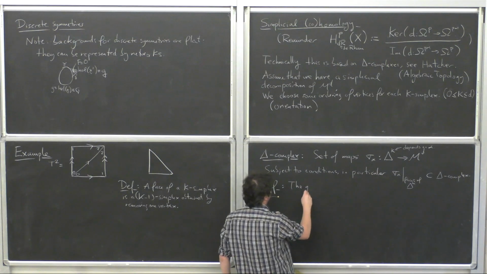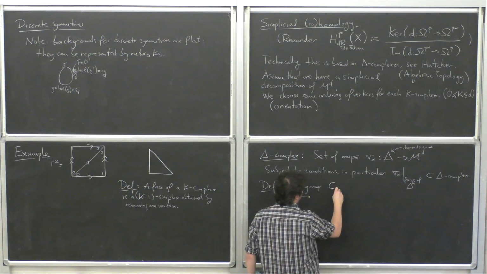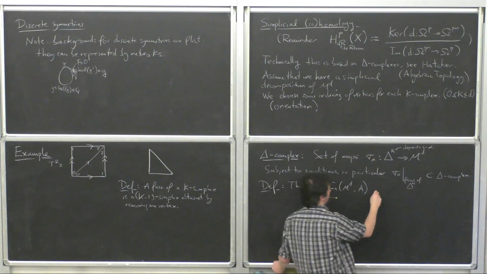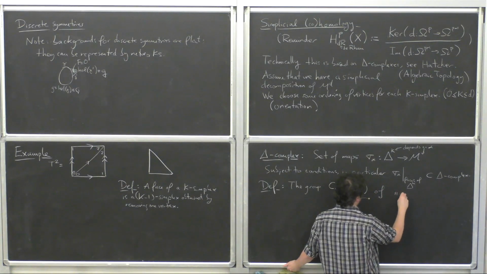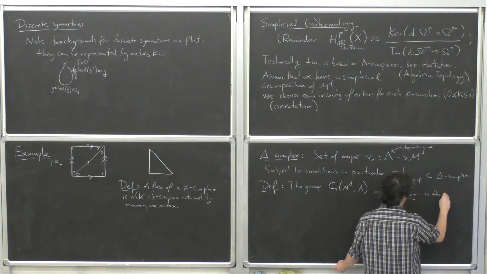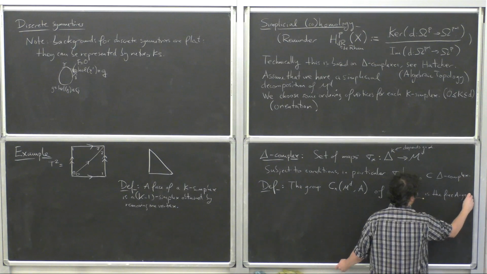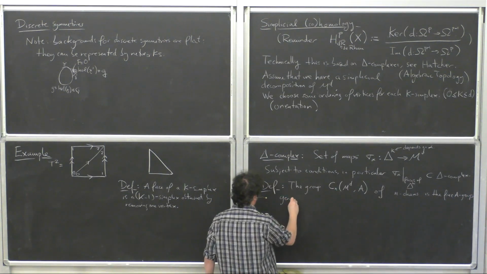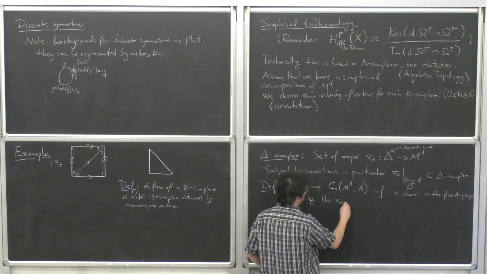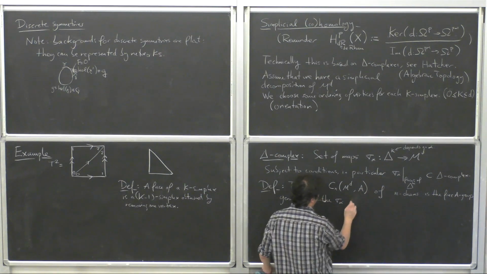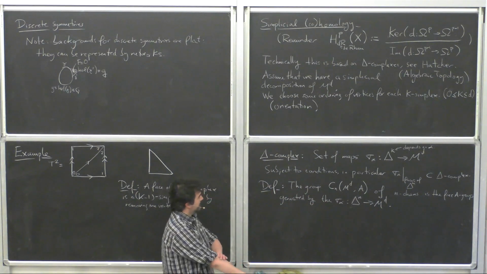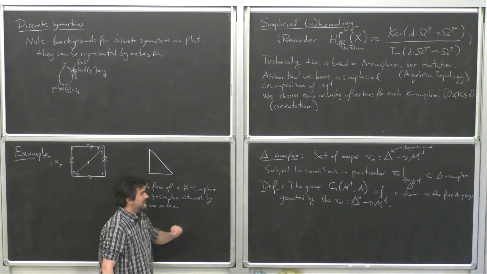The group C_n(M; A), these are called n-chains, is the free group generated by the sigma alpha of the n-simplices, sorry, plus u to M. Okay, so this sounds a little bit fancy, but let's see what this is.